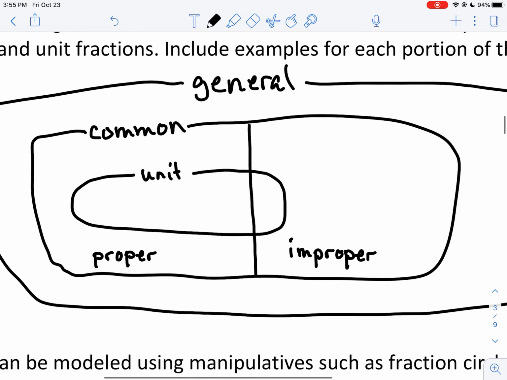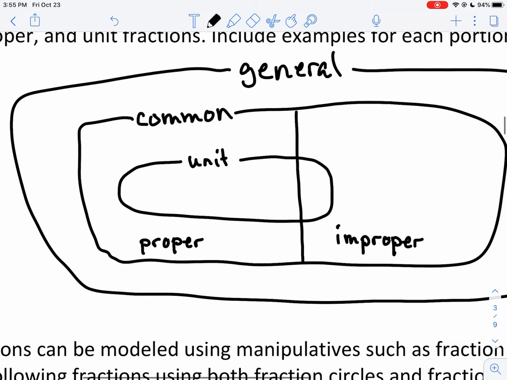All right, let's start doing some examples. Let's start with the unit fraction. An example of a unit fraction, I'll do a different color here. So 1/2 is a unit fraction. It's also a proper fraction. It's also a common fraction. It's also a general fraction, because this 1/2 is inside all of those circles. However, it's not over here, right? It's not inside the improper. So the only thing it's not is improper.